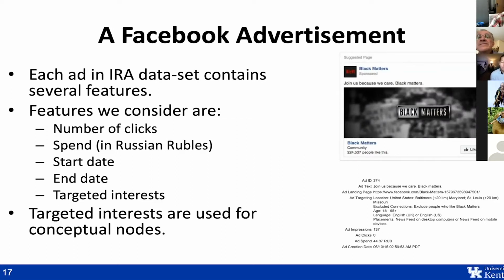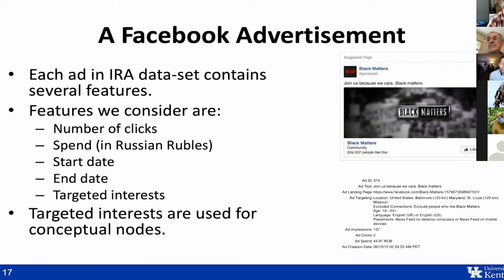Some of these features include number of clicks, number of impressions, which essentially means how many people have viewed the advertisement, the amount of Russian rubles that were spent on trying to promote the advertisement, when the advertisement began to be displayed on Facebook, when it was taken off Facebook, and most importantly, in my opinion, the targeted interests that were selected when they were trying to target the audience for this advertisement.